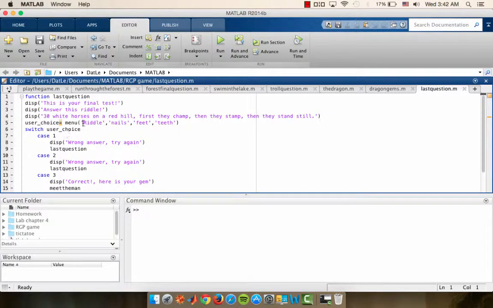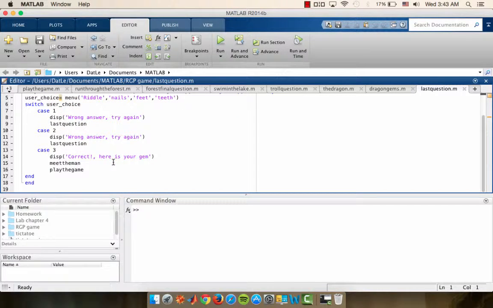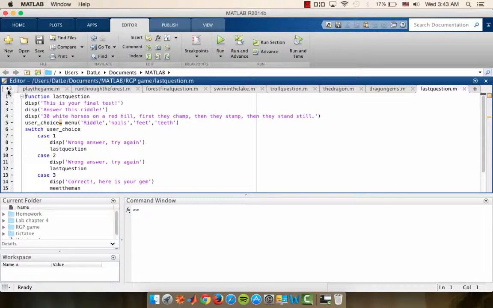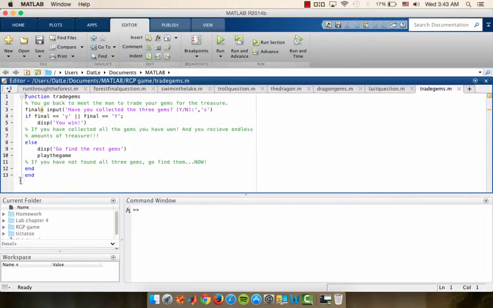In this function, you have to solve a riddle, and you answer one of the 3 possible answers. If you answer the first one, it's wrong. The second one, it's wrong. The third one will be right. And if you get it correct, then you will get the gem, and you will go back to the man. And then after this, it'll bring you to trade gems.